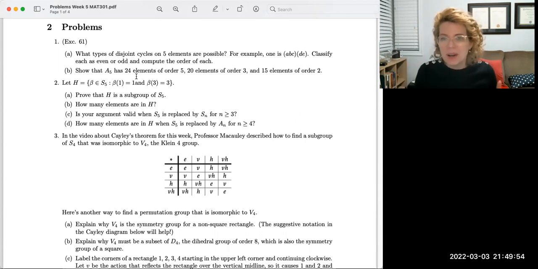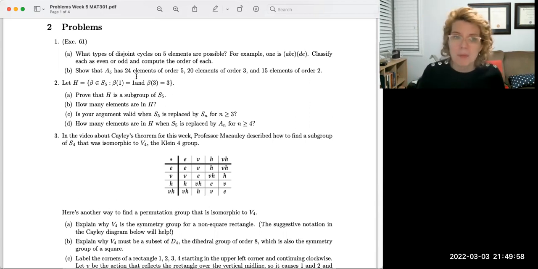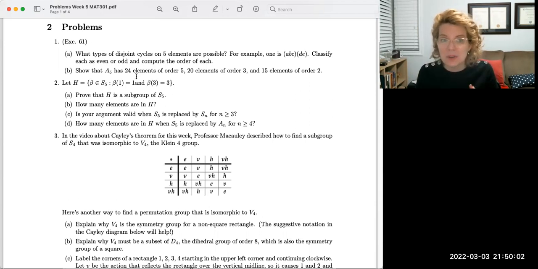So once you have that idea in your head, you kind of know everything you need to know about H, or you can find it. And then the same idea goes when S5 is replaced by Sn. And when you're thinking about An, the main thing that you need to keep in mind is that An has half as many elements as Sn.